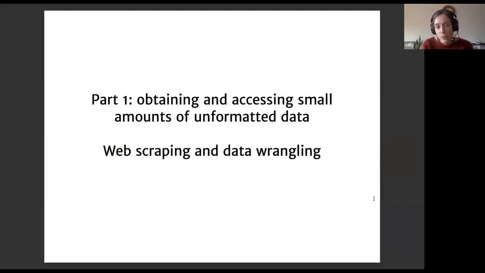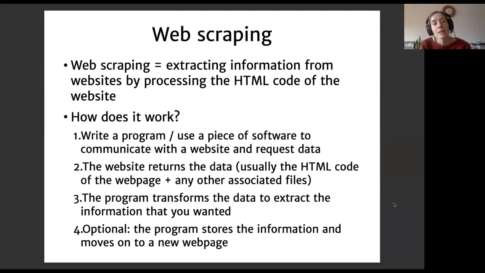Okay, so let's start by talking about small amounts of data. So this is related to web scraping and to data wrangling. So web scraping is the process of extracting information from websites by processing the code of that website. So it's a fairly generic method. And the way that it works is that you need to either use a software or to write a program that's going to communicate with the website and extract the data that you want to use. So you produce this software or you use a piece of commercial software to do this.